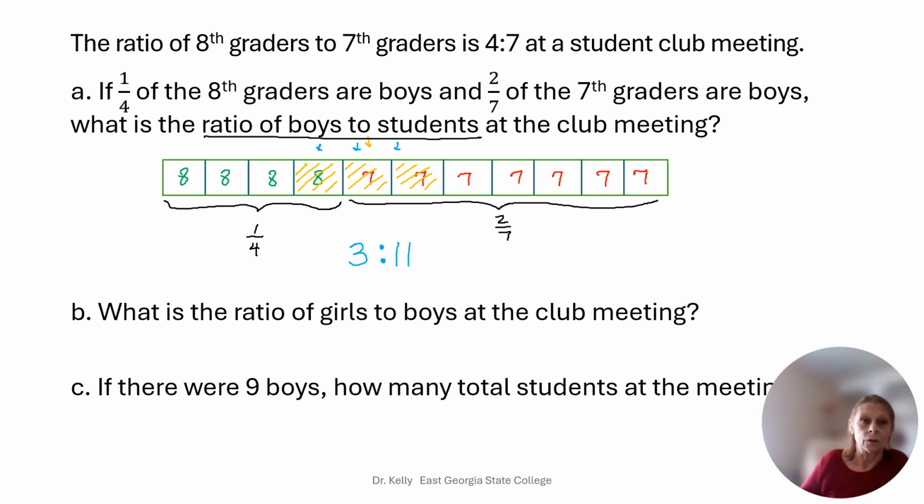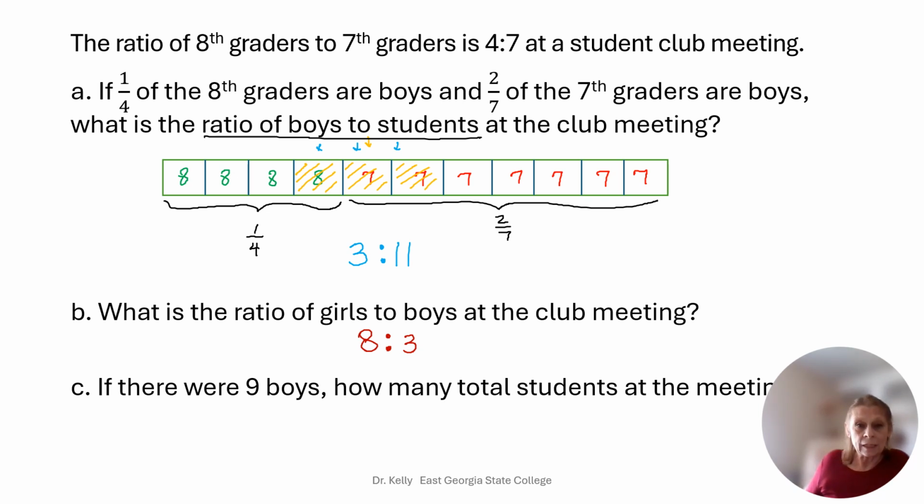Well, we have 3 boys, so that's going to have to go on this side. And how many girls then? Well, if you're not a boy, you're a girl. So 1, 2, 3, 4, 5, 6, 7, 8. So 8 to 3 girls to boys at the club meeting.